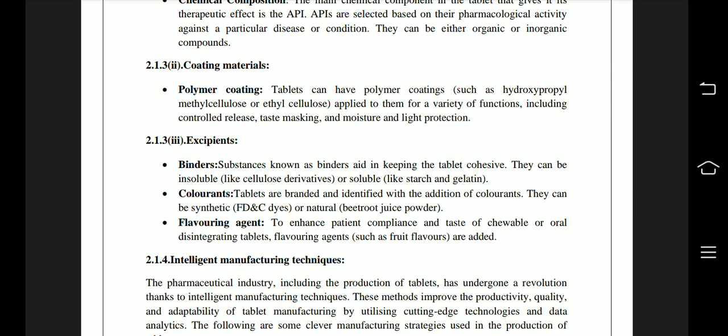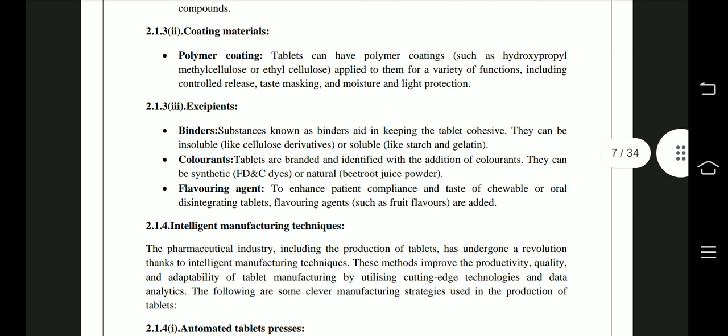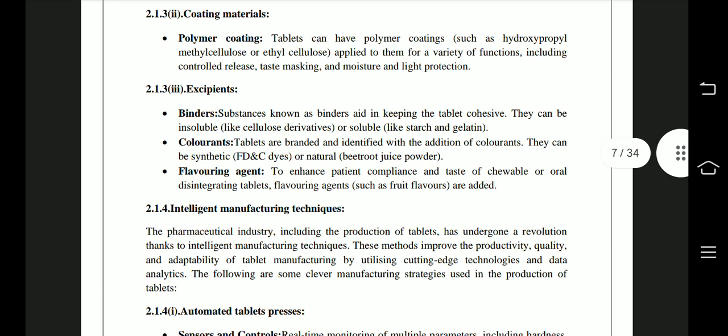Next one is excipients. Binders, colorants, and flavoring agents are involved in excipients. First one is binders. Substances known as binders aid in keeping the tablet cohesive. They can be insoluble like cellulose derivatives or soluble like starch and gelatin.